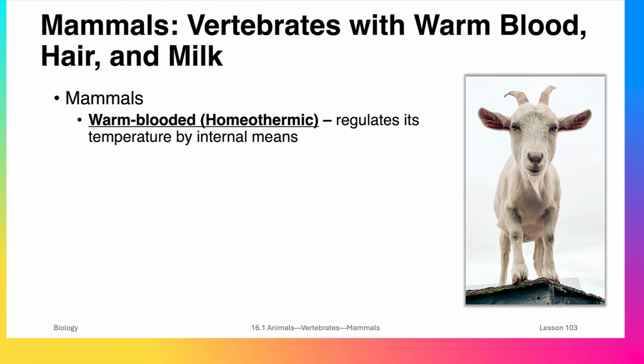Mammals are warm-blooded, and the term for warm-blooded is homeothermic. And what this means, it doesn't necessarily mean that the blood is warm in terms of, how would you define warm?